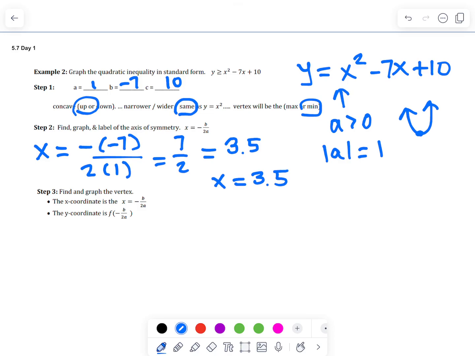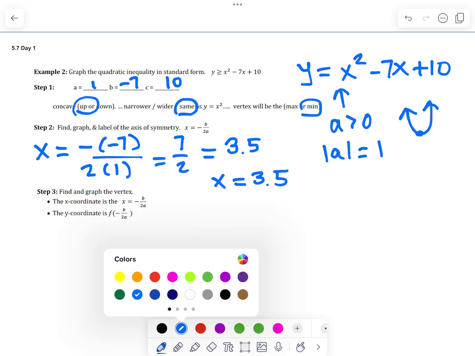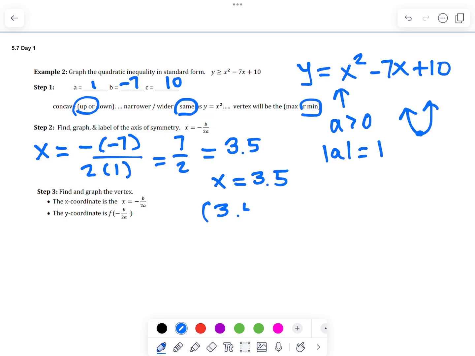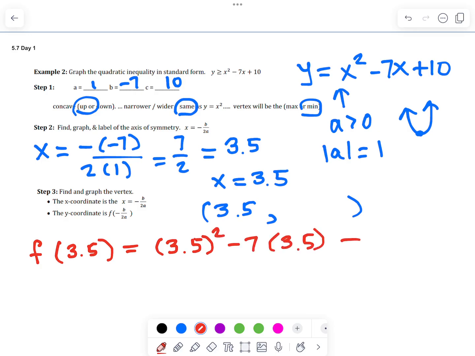I'm going to move on to finding the vertex. So to find the vertex, the x-coordinate is going to be 3.5 because it runs along the axis of symmetry, and we want to find the y-coordinate. So we're going to go ahead and evaluate the function for 3.5, and then we simplify it, and we get negative 2.25. So the vertex has now been found.